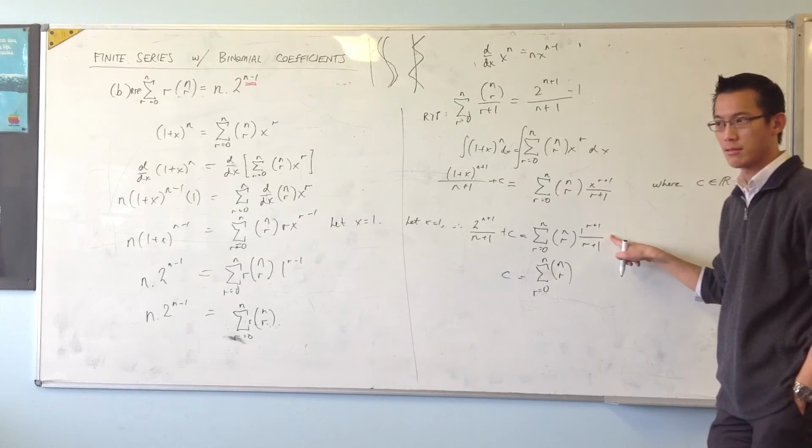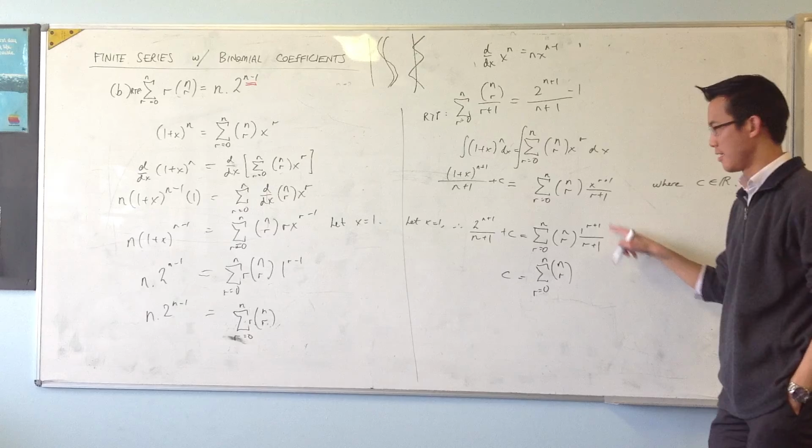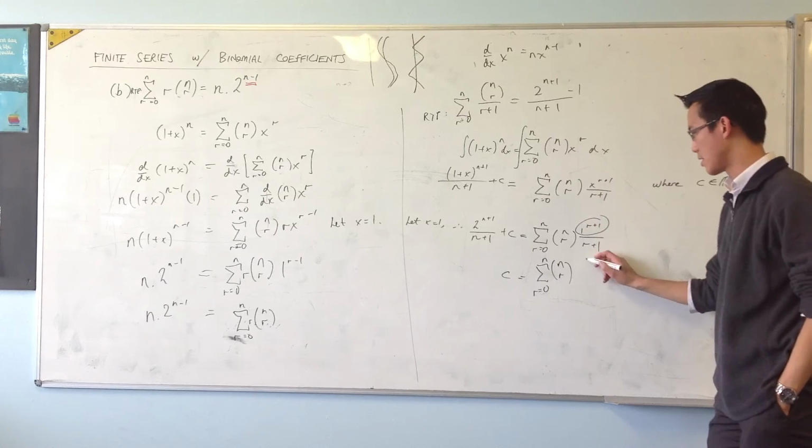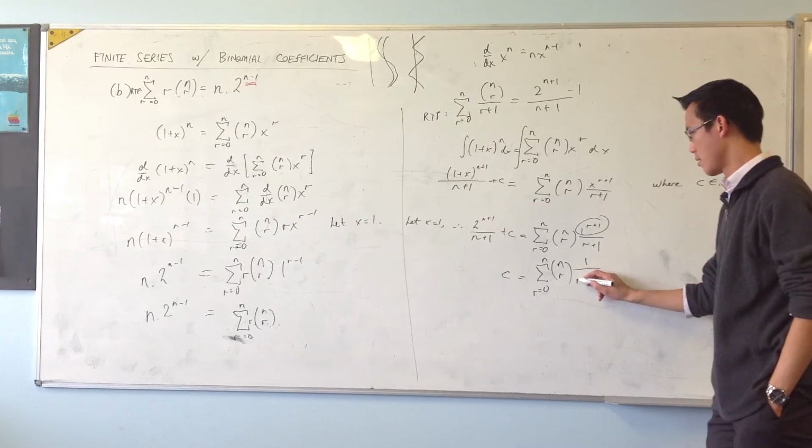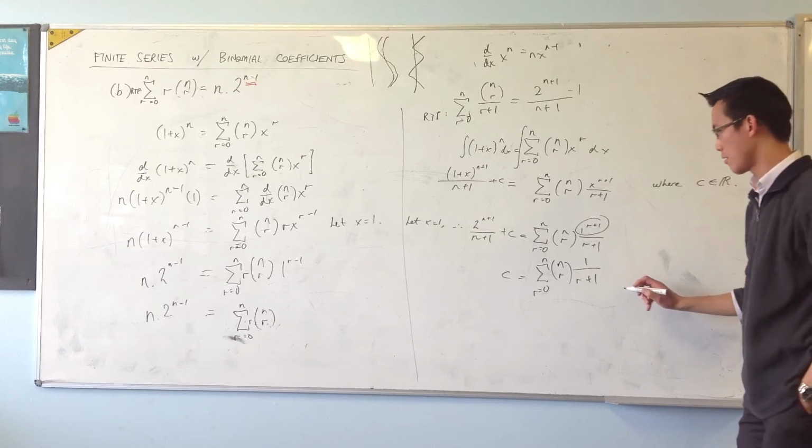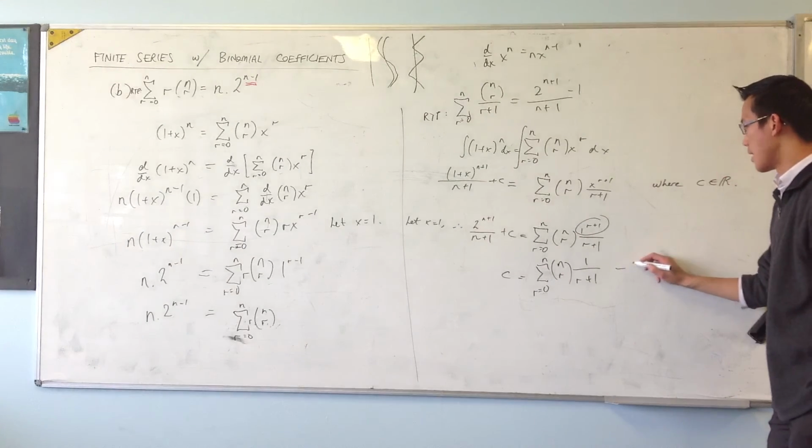That's just, well, look carefully at it. The top part is just the 1, right? So that's 1 over r plus 1. Is that okay? Right? Minus this.